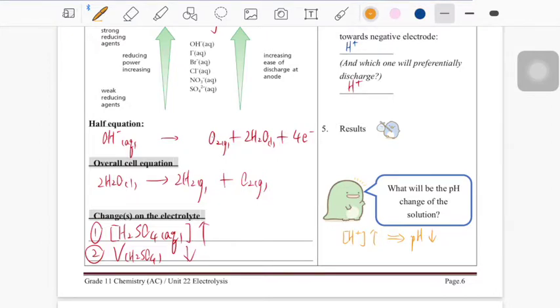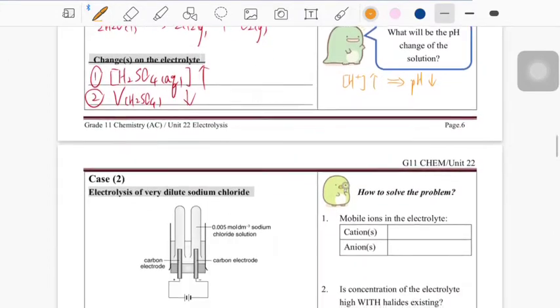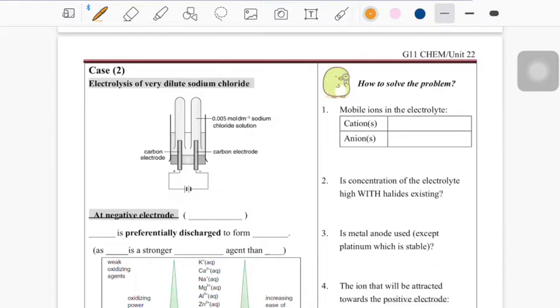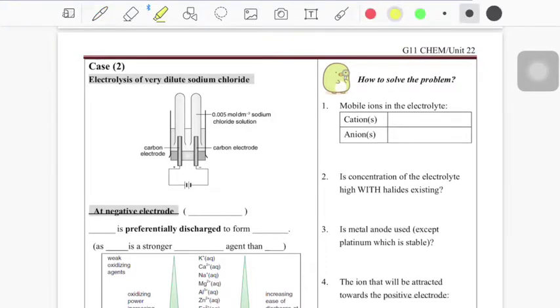So today we're going to move on to the second case. Okay, the electrolysis of very dilute sodium chloride. The key word here is very dilute.